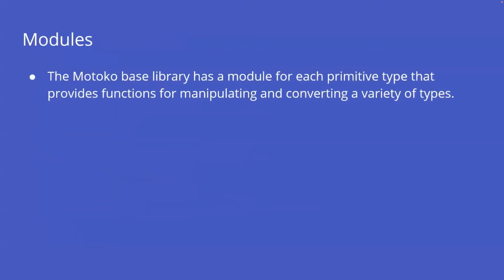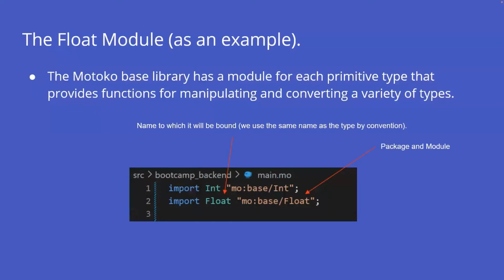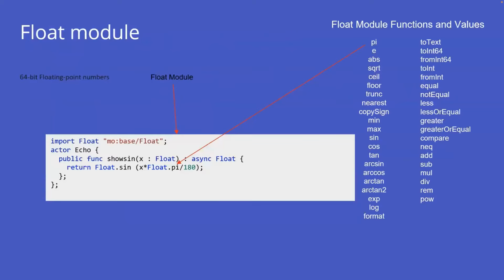Each primitive type also has a corresponding module in the base library. Most modules provide functions that can manipulate variables of the type and convert between certain types. Also, a module may define some values. So for example, the Float module. By importing it with the import Float followed by the mo:base/Float package and module name, the functions are associated with the name Float. So in this case, I wanted to use the sin function and the value of pi. And by doing the import Float, it means that all the functions and values in the module can be referenced using Float and the function name or Float dot value. Take a look at the syntax for Float.sin as an example.